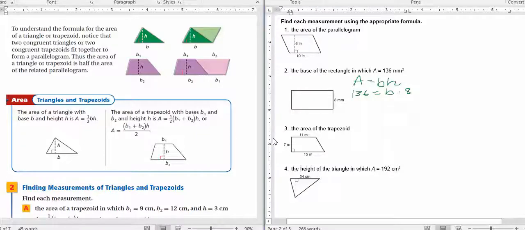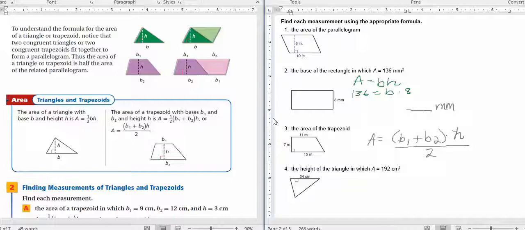So the area, why is my pen not working? The area is equal to the two bases added together, that'll be the 11 and the 15, multiplied by the height, which in this one is 7, and all of that, after you find what that is, divided by 2. When you find the answer to these, your units will be squared for area. So the answer for number 2 will be whatever your answer is, millimeters squared. The answer to this will be whatever you get squared.